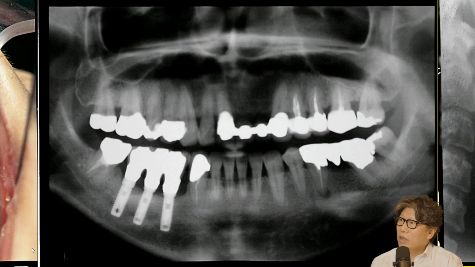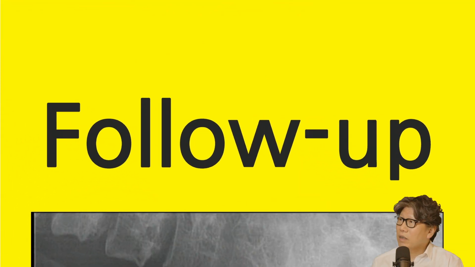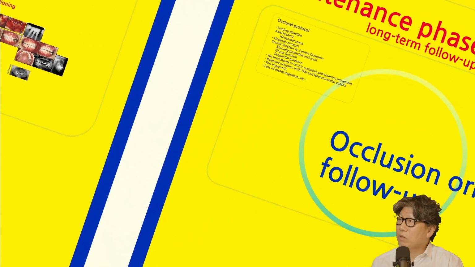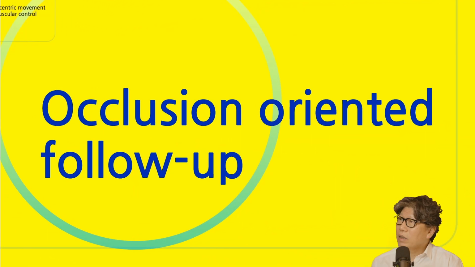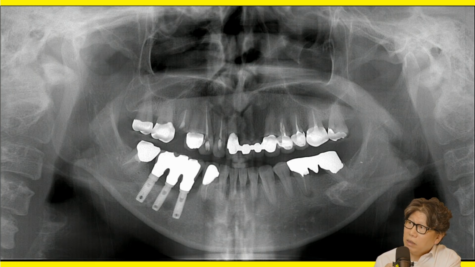And this is the final x-ray. I think it was kept for quite a while, so the follow-up was quite long. I think this was about 10 years old. I think this was taken at that time, and there's no bone loss. I think the most important thing was to use a long one and to have a solid abutment connection.